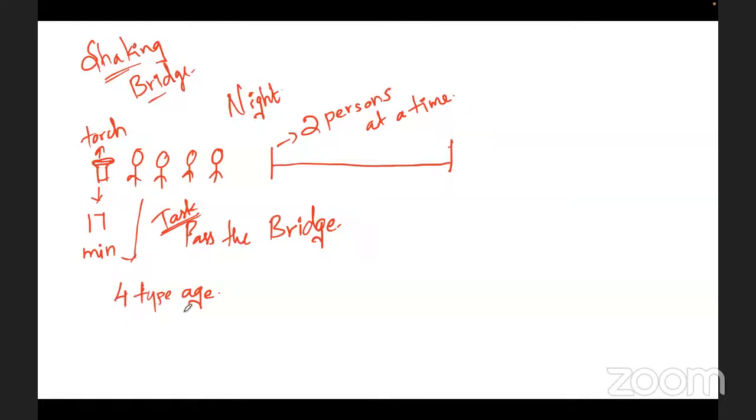So I told you there are four types of aged people, right? Each and every person may have a different time to pass this bridge. So what are the times? Let's take the first person will take 1 minute. Second person will take 2 minutes. Third person will take 5 minutes, and fourth person will take 10 minutes. Okay. So these are all the minutes.